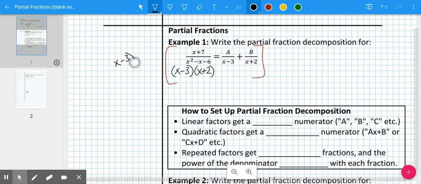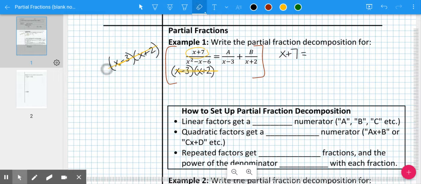The common denominator is x minus 3 times x plus 2. So on the left side, the whole (x minus 3)(x plus 2) cancels out with the denominator, and all I am left with there is x plus 7. So the left side of my equation says x plus 7, and that's it.